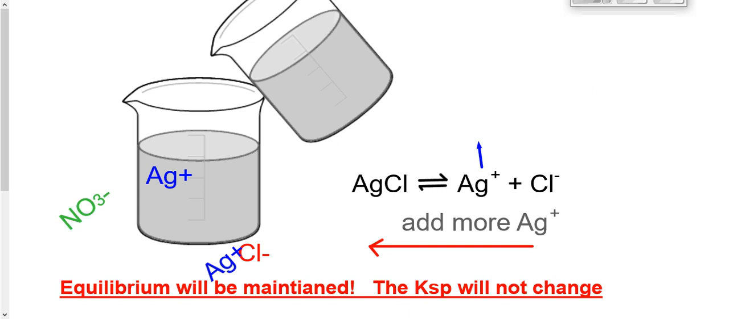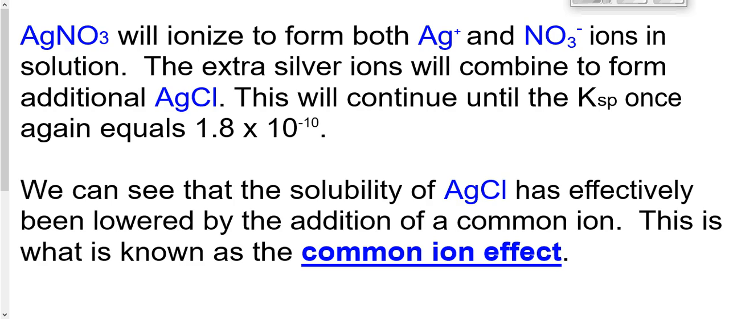The Ksp cannot change because we've changed the concentrations. It will shift in the direction to undo the stress. So we see that the silver nitrate ionizes to both form silver ions and nitrate ions. The extra silver ions, the ion in common with silver chloride, will combine with the chlorines in the silver chloride equilibria and precipitate out a solid silver chloride until the Ksp is once again equal to 1.8 times 10 to the -10. So the solubility, the amount of silver chloride, has effectively been lowered by the addition of a common ion. This is what we call the common ion effect.